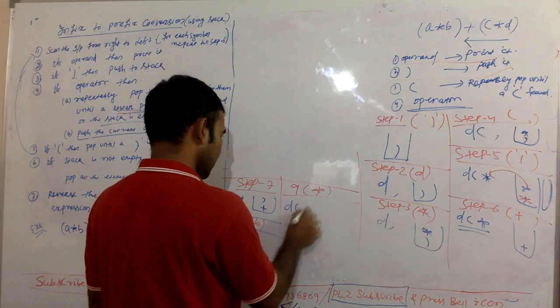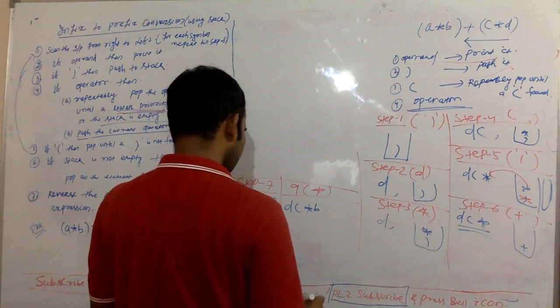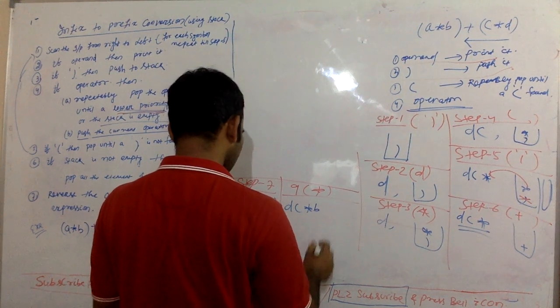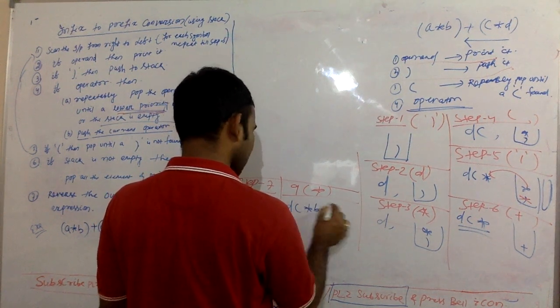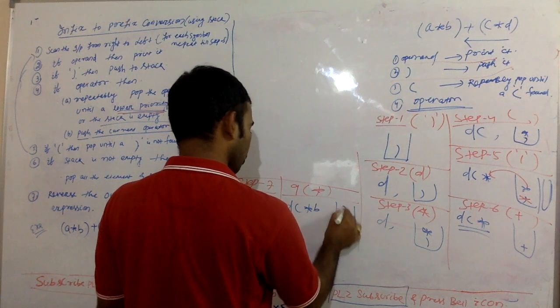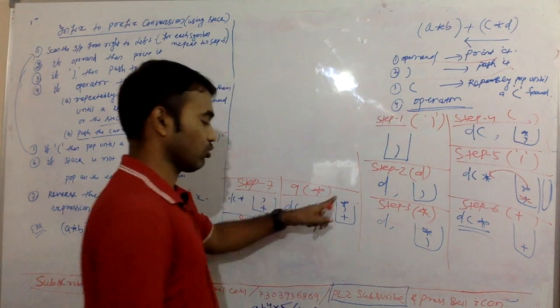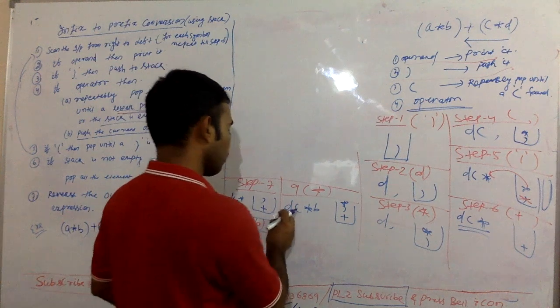So then it will be DC star B. Okay, and the stack will be pushed into the star. So this will be looking like this. Then what about the 10th step?